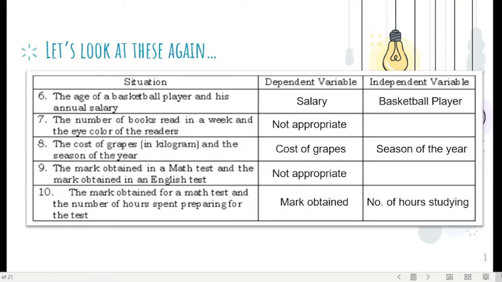And the number 10, of course, our independent variable is the number of hours studying. And depending upon the number of hours studying is the mark obtained for the math test that the student is going to have. So there you have it, our independent and dependent variables. So when we talk about bivariate data, we are looking for the data from two variables.